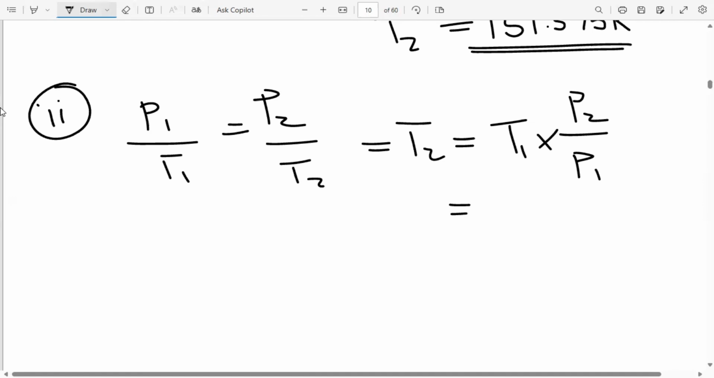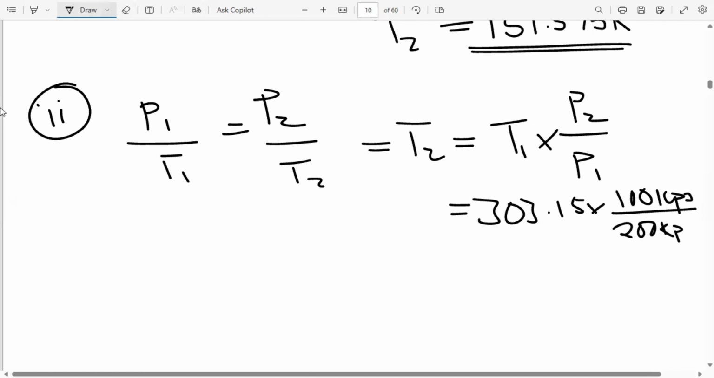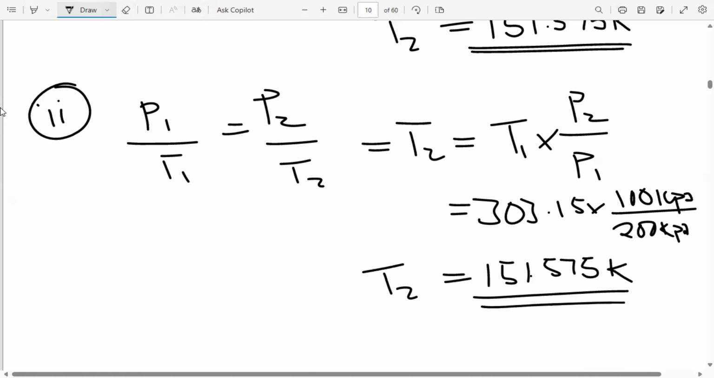This is going to be equal to the initial temperature, 303.15, multiplied by the second pressure, which they've told us is 100 kilopascals. 200 is the initial pressure. So 100 kilopascals over 200 kilopascals gives us the new temperature of 151.575 Kelvin. So the temperatures are the same. We're finding the same answer in both scenarios. But that's it. That's the end of this question paper, this quiz paper.